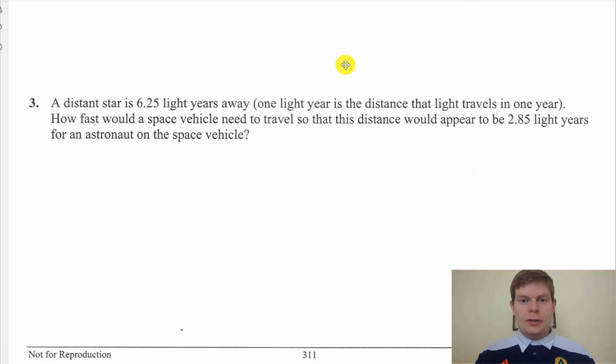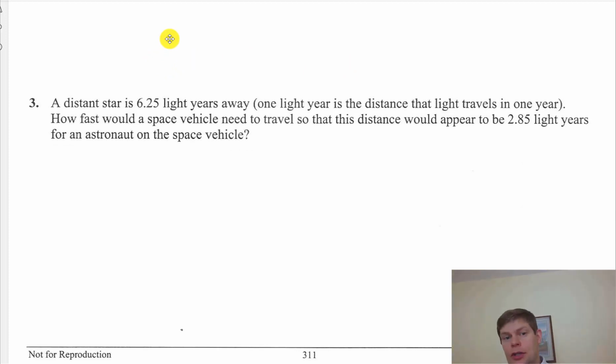So first question I want to go over with you guys, I'm going to go over questions 3 and 4 because they seem to be the most interesting. By the way, light years, if you didn't know, is a measure of distance. It is the distance light travels in a year, and it's pretty darn far. So we've got a distant star 6.25 light years away.